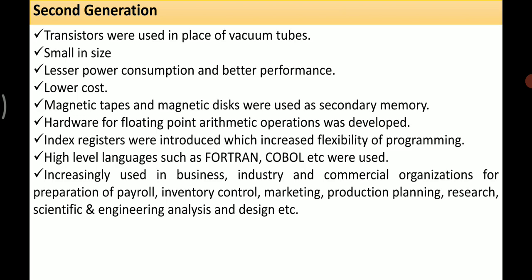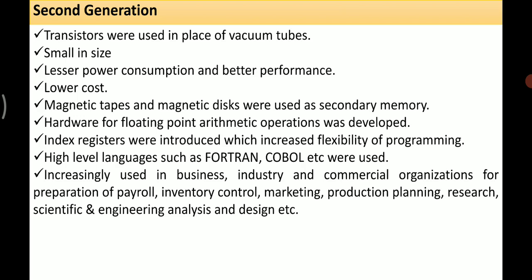Since programming languages like COBOL and Fortran were high level languages, compilers were developed so that you could translate your high level program into the corresponding assembly level language program, and then again it was translated into your machine language.